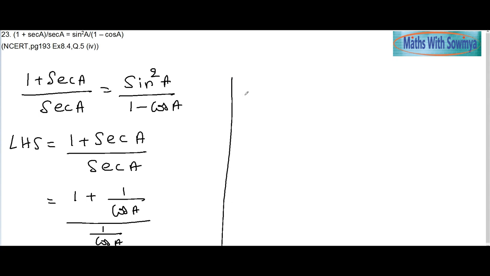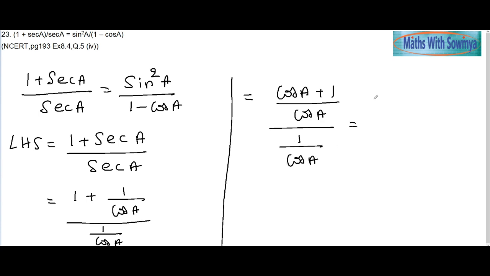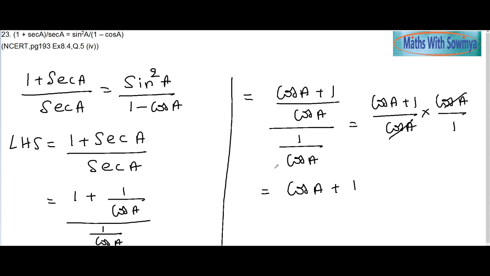Now, in the numerator, we will take the LCM. This will give us cos A plus 1 divided by cos A, and the denominator is 1 by cos A. If you take the reciprocal, what we will get is cos A into cos A by 1. So cos A gets cancelled, left with cos A plus 1, I mean 1 plus cos A. We want 1 minus cos A in the denominator, so multiply and divide by 1 minus cos A.